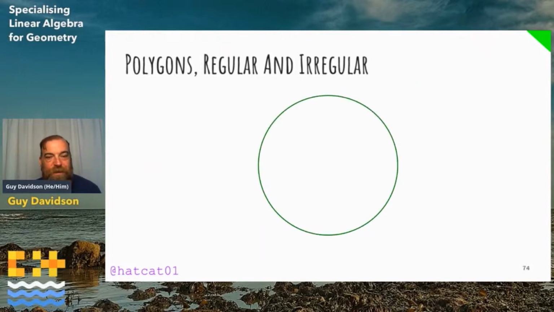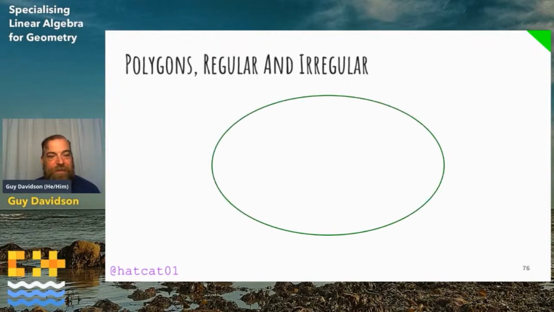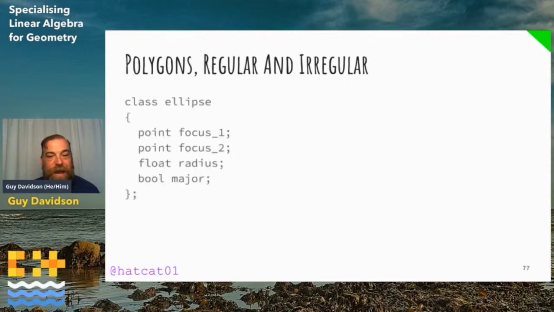So let's start with the circle. We can't describe this as a series of edges. We have to return to first principles and model it as a center and a radius. So we have a circle class. What about an ellipse? 2 foci and the major or minor radius are enough to cover this. 5 floats and a flag.